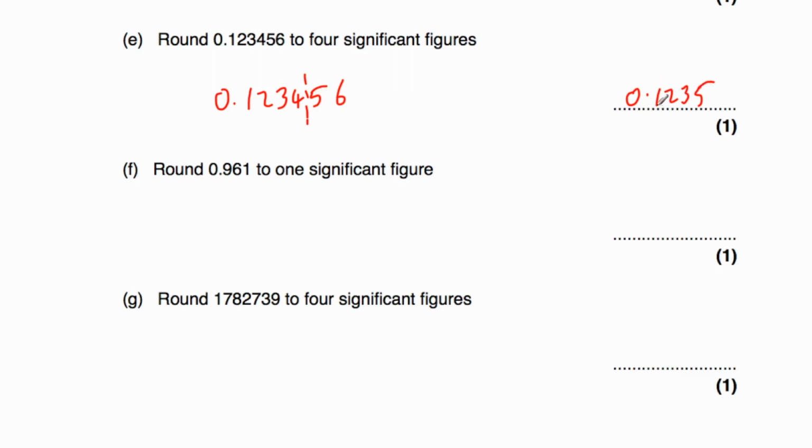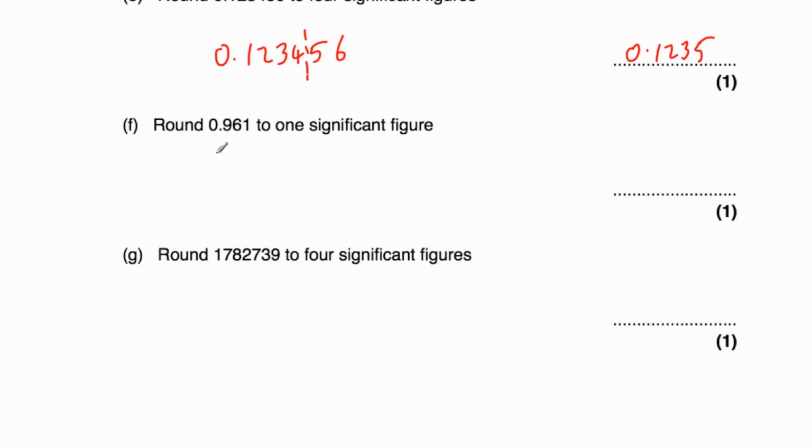Okay, our next question. So F, we've been asked to round 0.961 to one significant figure. So we've got 0.9, so our choices will either be 0.9 or 1 in this case. And because it's 96, that means it's closer to 1 than it is to 0.9, so our answer would be 1 to one significant figure.